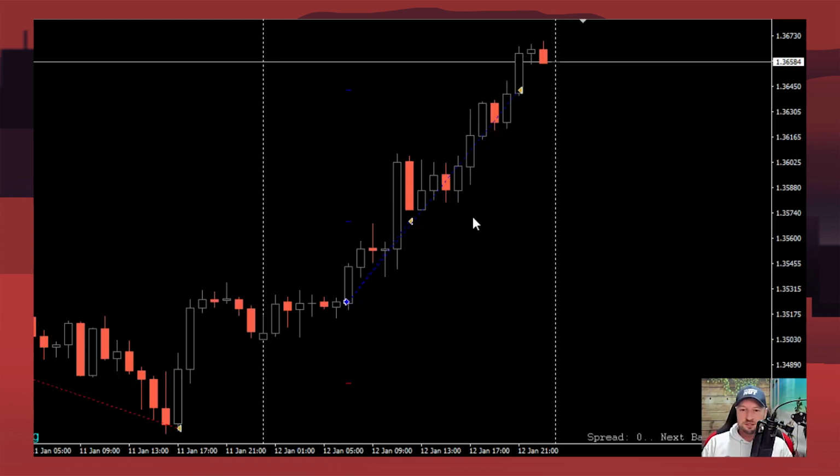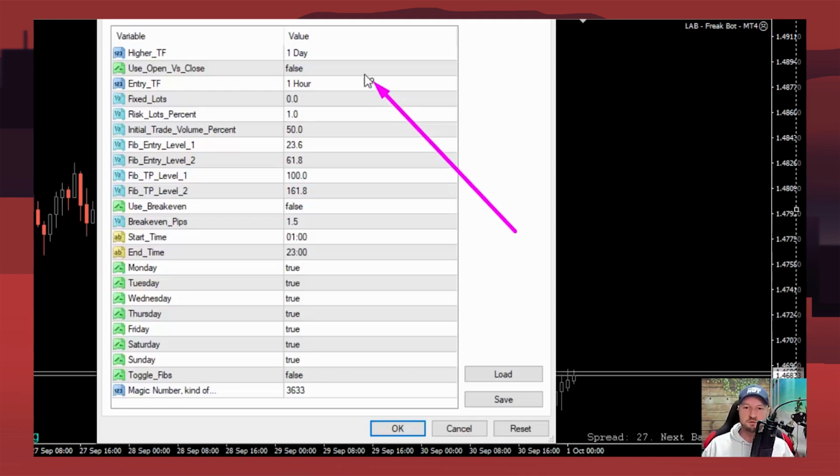Now the beauty of this is you can actually change these levels to be non-fib levels. So this is the hack that I mentioned at the start. Let's just jump into the settings for a second. Okay, so here are the settings, guys.